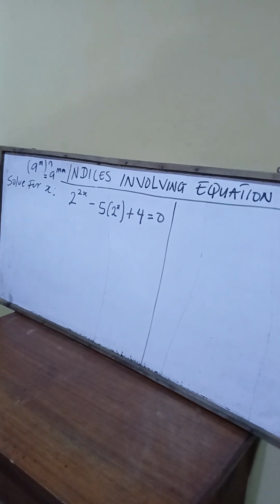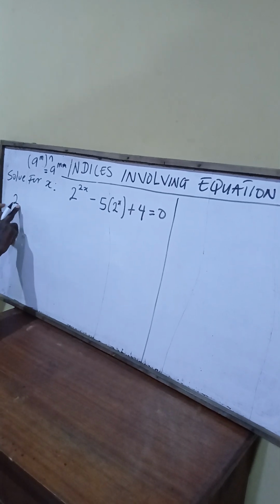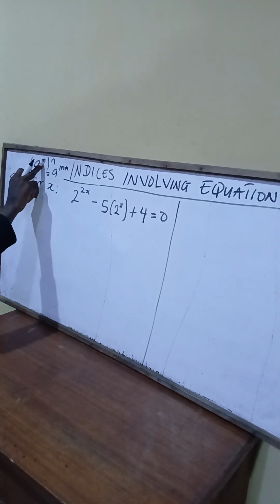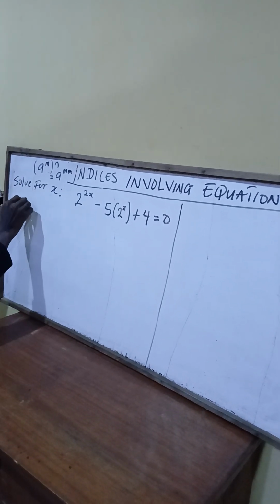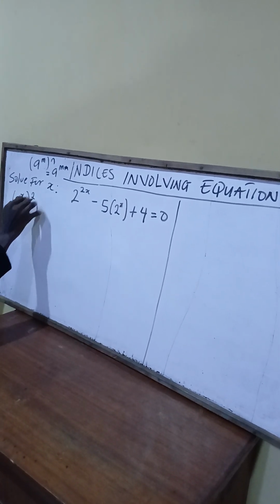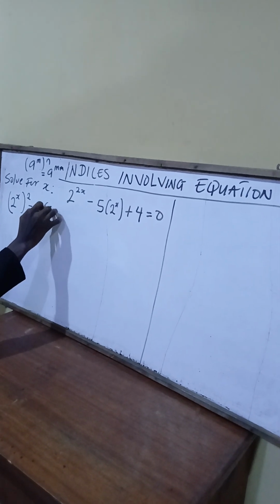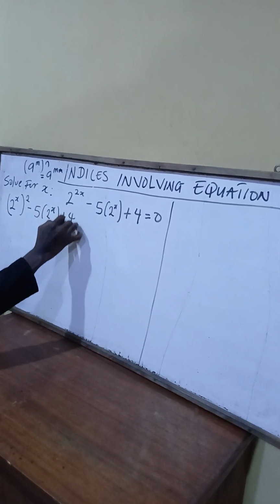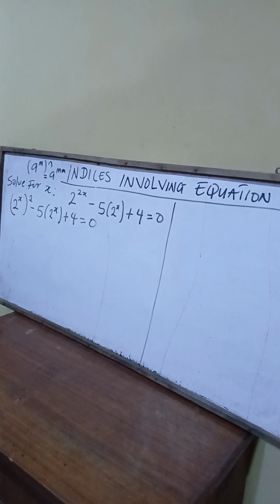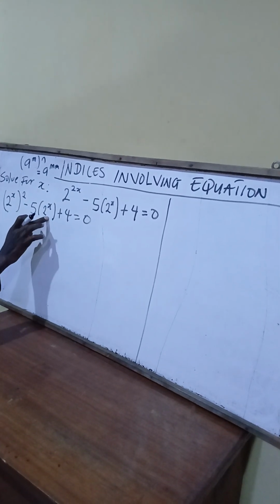So therefore we have it as 2. This is my 2. This x means what? M, you put it here, bracket. This n means 2, you put it here, minus 5 bracket 2 raised to power x plus 4 equal to 0. So at this point you have already expressed the function to be the same with this.